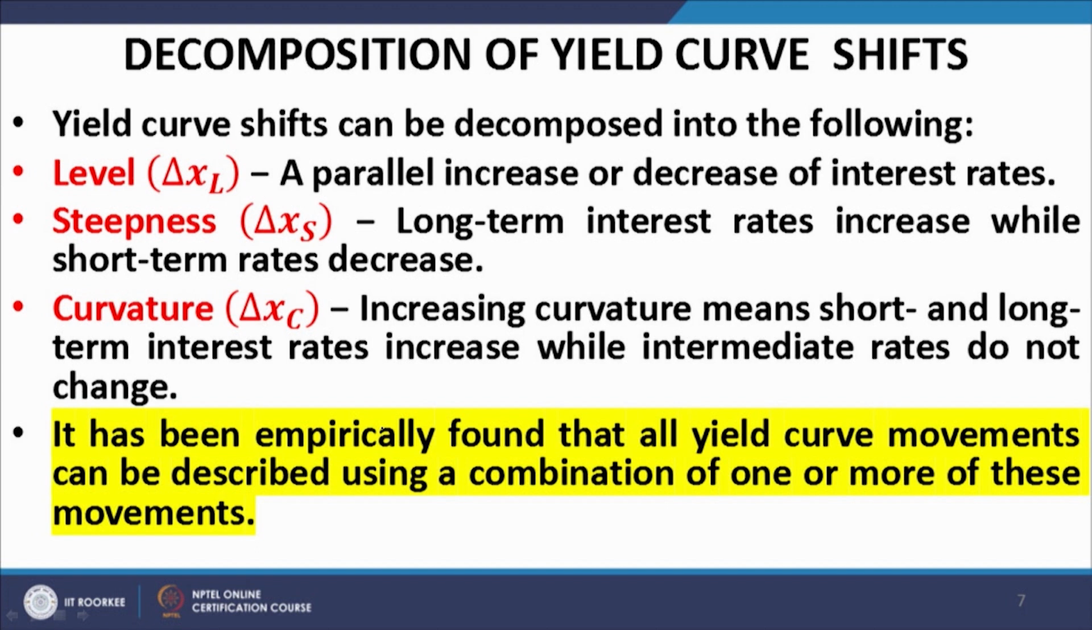So, that is what I mentioned. Empirical data indicates that the shifting of the yield curve or the evolution of the yield curve over time takes the form of either one of these three: change in level, change in steepness, or change in curvature, or a combination of two or three of them.